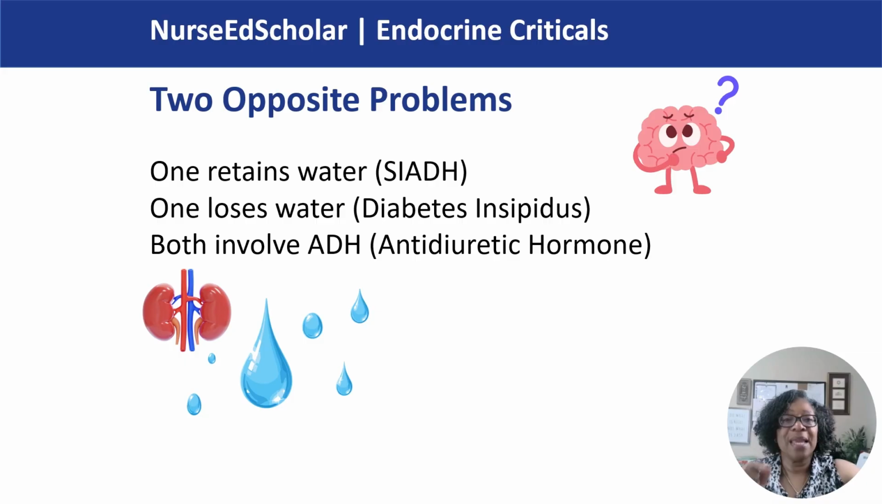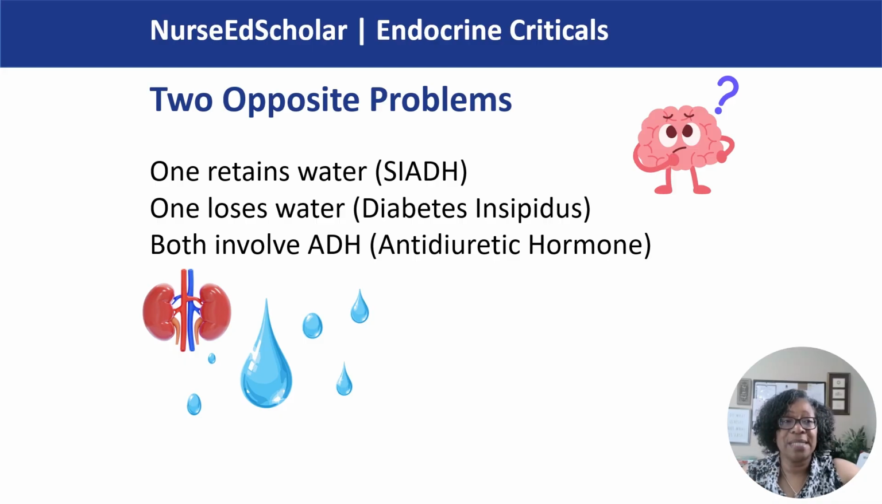So here's the key. SIADH, which is syndrome of inappropriate antidiuretic hormone. But it's so much to say, so we say SIADH. They have too much ADH. And then diabetes insipidus has too little ADH. So let's say that again. SIADH means that the water is staying in your patient, staying in their body. And then diabetes insipidus means that the water is leaving the body. And that really explains everything.